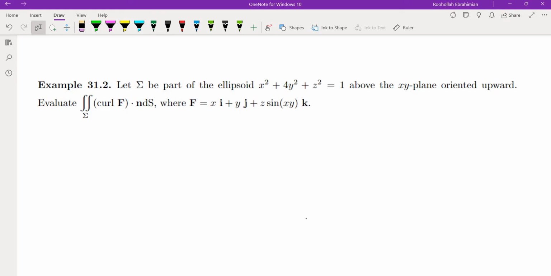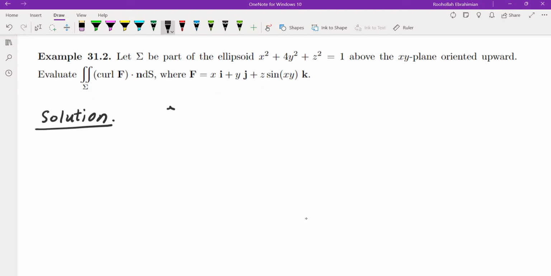Okay, so let's look at another example. Let sigma be the ellipsoid x squared plus 4y squared plus z squared equals 1.